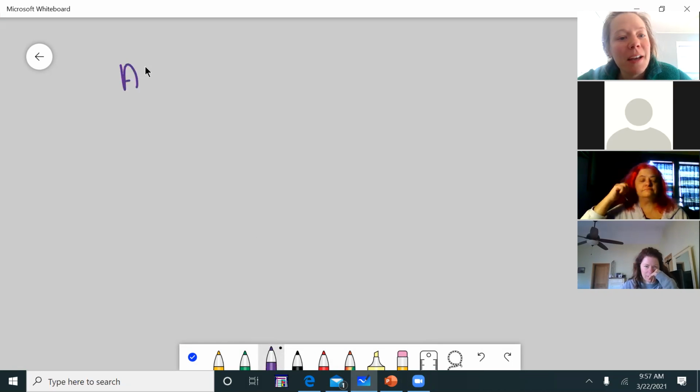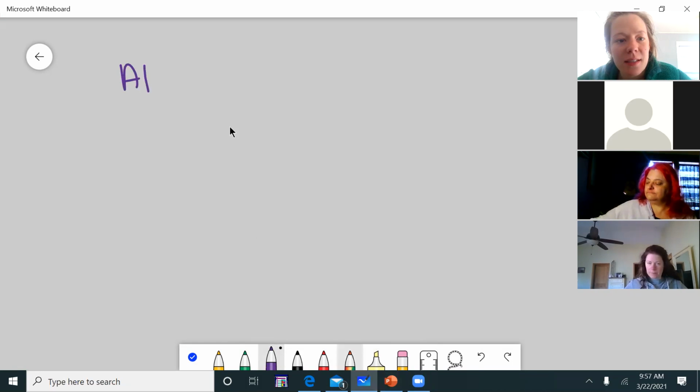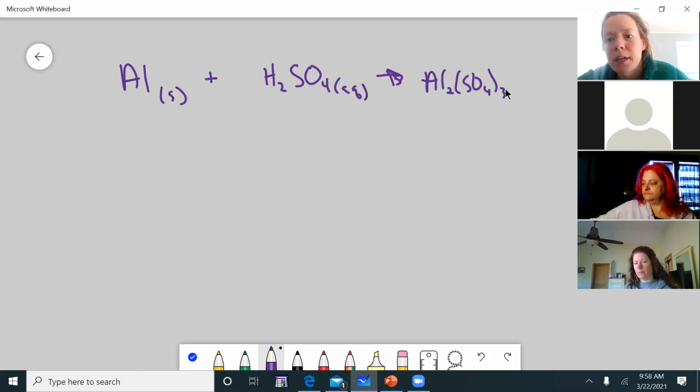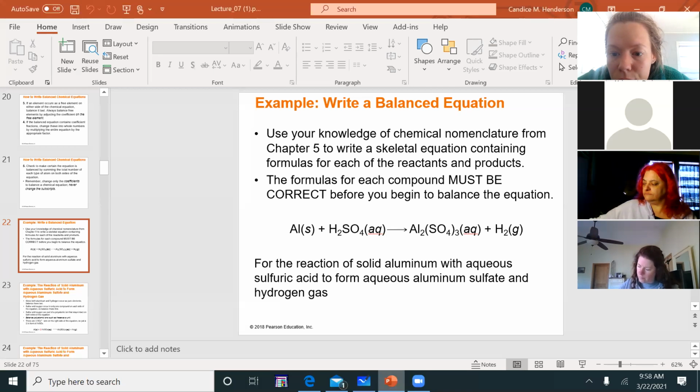All right, aluminum. And it gave us the phases. So it said it was solid aluminum, H2SO4. I'm assuming that this is aqueous. It's usually how we produce it. And then we've got Al2(SO4)3, aqueous, plus hydrogen gas. Yeah, okay, so make sure I have the right phases.